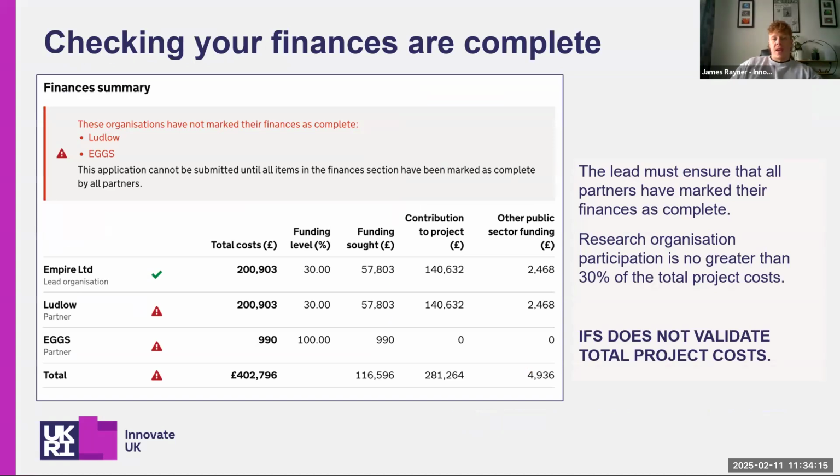So for collaborative applications, IFS will highlight to the lead applicant any partners who have outstanding project finances to complete. All finances must be included in the application before the lead applicant can submit. It will also check that your research participation costs are within the required limits. But please note that IFS does not validate total project costs, so it is up to you to check to make sure that this falls within the scope of this competition.